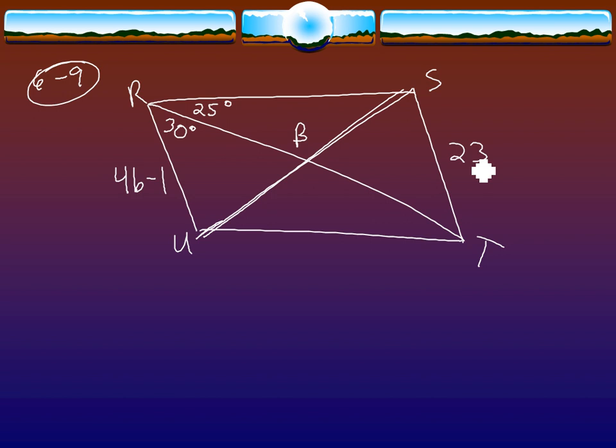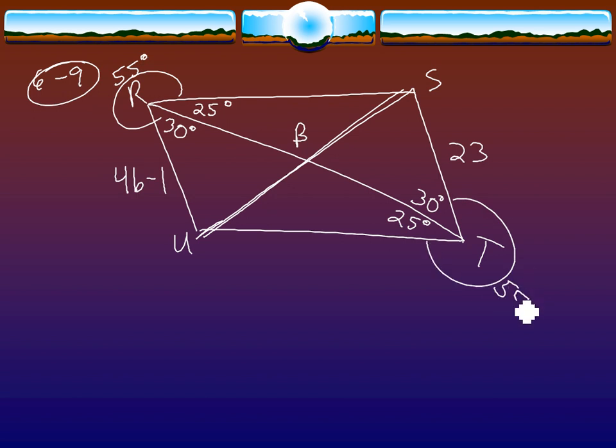UTR, 25 degrees, good. Those two have to be the same, right? They're alternate interior. How about that one? 30. Let's go back up here. If you know that this is 25, this is 30, how much is that whole angle there? 55. Can you find this whole angle down here? What do you know about this whole angle and this whole angle down here? That should add up to 180, right?